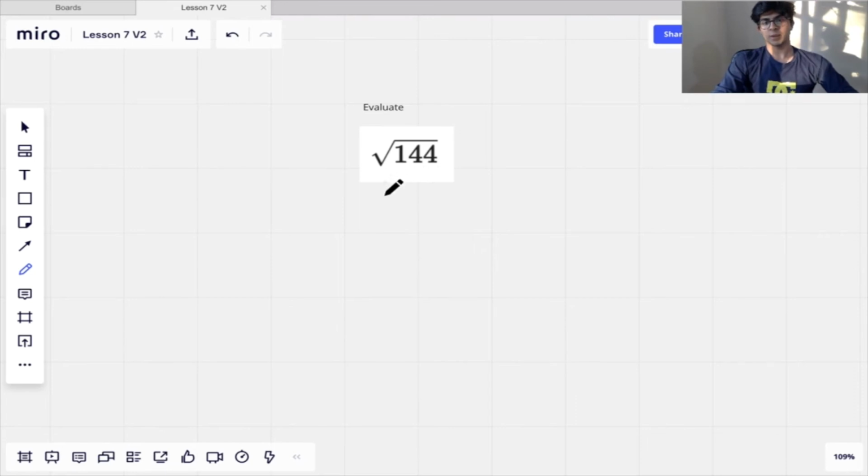Some of you guys might just recognize this as 12 squared, so you can answer that as 12 if you know your mental math quite well. But if you don't, then there's actually a way to think about it and go about doing this. So I can try, for example, every number from 1 to 12, but that will take a while.